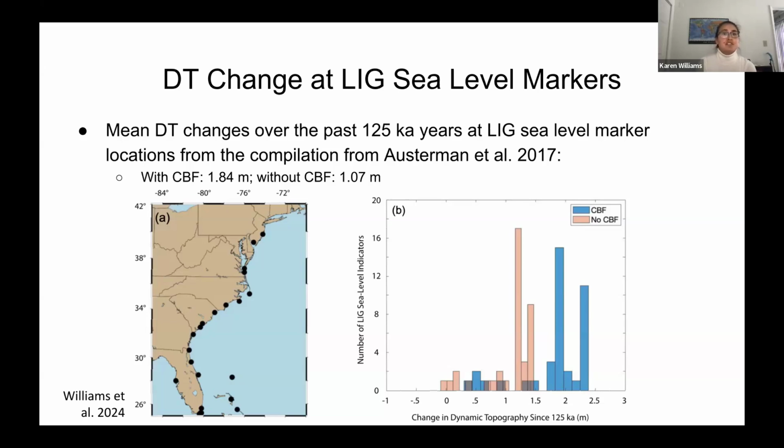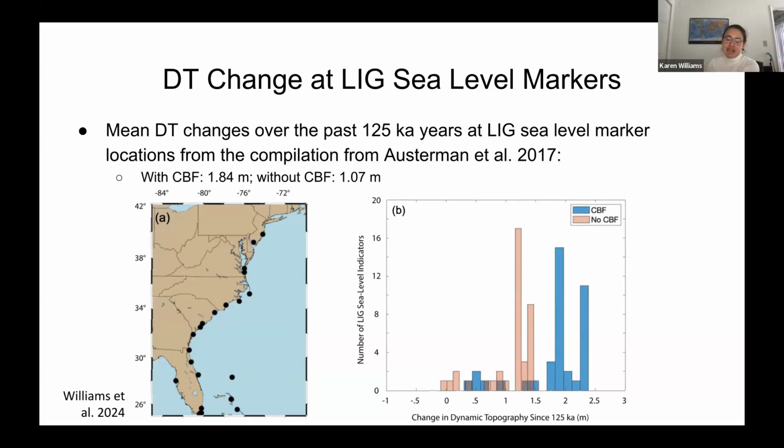So we evaluated the distribution of changes in dynamic topography on the US East Coast over the past 125,000 years, with and without the CBF at these LIG sea level markers, used from the compilation from Osterman et al. 2017. So that's what you see here on the left. The mean dynamic topography changes over the past 125,000 years with and without CBF was about 1.84 meters with CBF, and 1.07 meters without CBF.